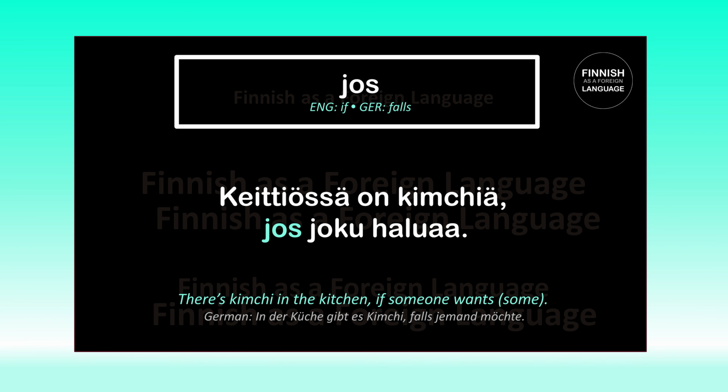On means is. Kimchiä here is the partitive case of kimchi, which is a Korean side dish. Jos here is our conjunction, meaning if. Joku can be translated as someone or somebody. And haluaa here is the third person singular present tense of haluta, meaning to want. So again, here our conjunction is jos, meaning if. Let's repeat again. Keittiössä on kimchiä, jos joku haluaa.